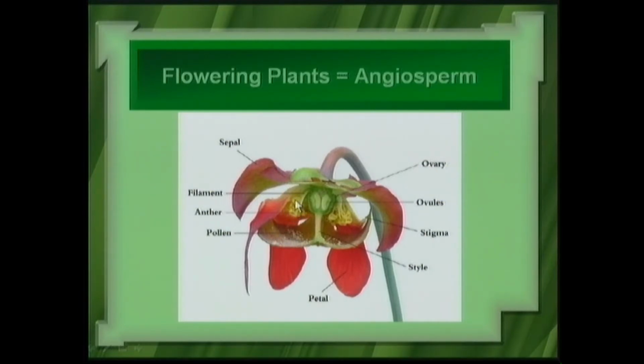With the anther and the filament, and then here you have a section of the ovary with the ovules inside. So the male part of the flower is called the stamens. The female part of the flower is called the pistil. The pistil has the ovary as well as other parts, and the ovary contains the ovules.